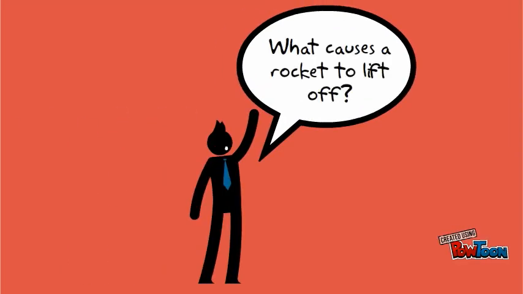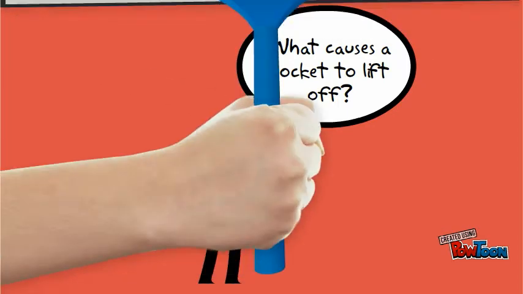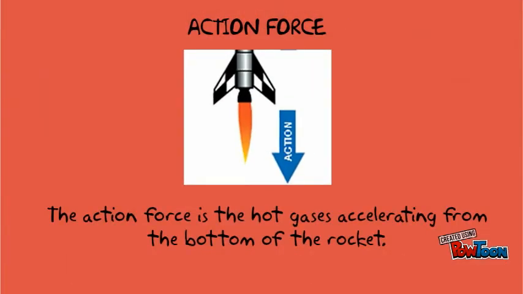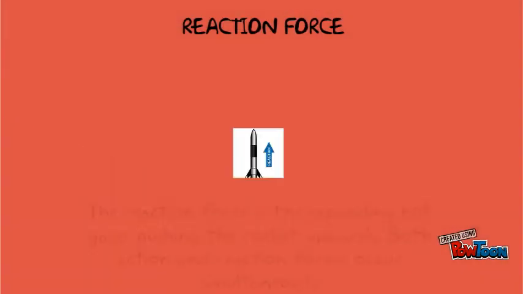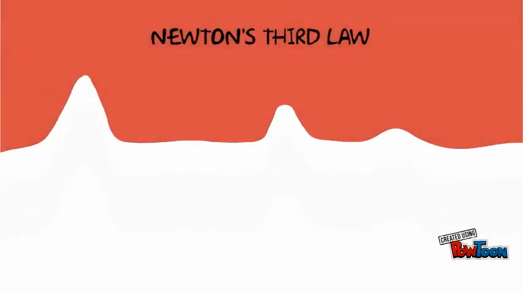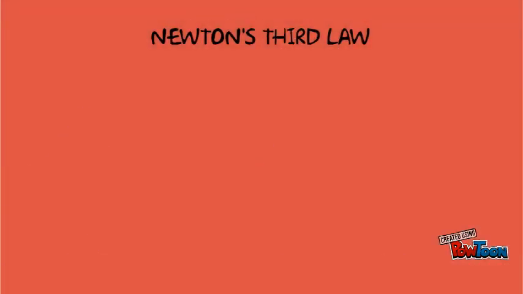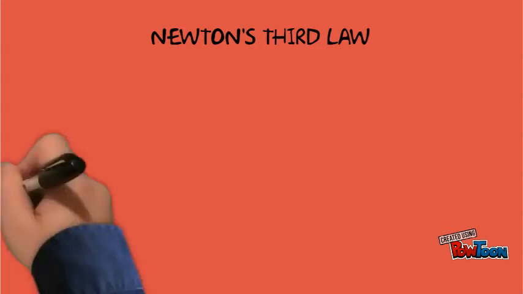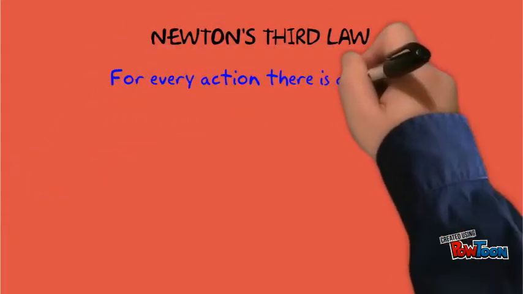What causes a rocket to lift off? Well, let's first determine the action and reaction forces acting on the rocket. In this case, the action force is the rocket engines burning rocket fuel, creating tremendous pressure which causes the expanding hot gases to accelerate from the bottom of the rocket. The reaction force is the expanding hot gases pushing up from within the chambers of the rocket, causing the rocket to accelerate up. The action and reaction forces can be explained by using Newton's third law, which states for every action there is an equal and opposite reaction.